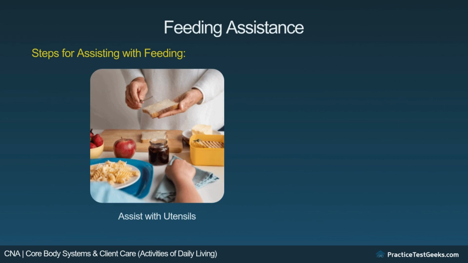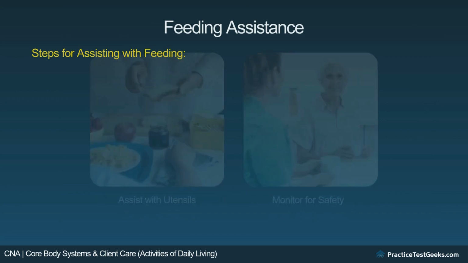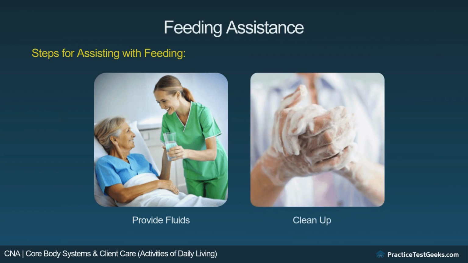Assist with utensils. If necessary, help guide the patient's hand or provide adaptive utensils for easier grip and use. Monitor for safety. Watch for signs of choking, especially if the patient has difficulty swallowing, dysphagia. Offer small bites and sips, and encourage the patient to chew thoroughly. Provide fluids. Offer water or other liquids as needed to stay hydrated. Clean up. After feeding, clean the patient's face and hands. Dispose of any leftover food properly.